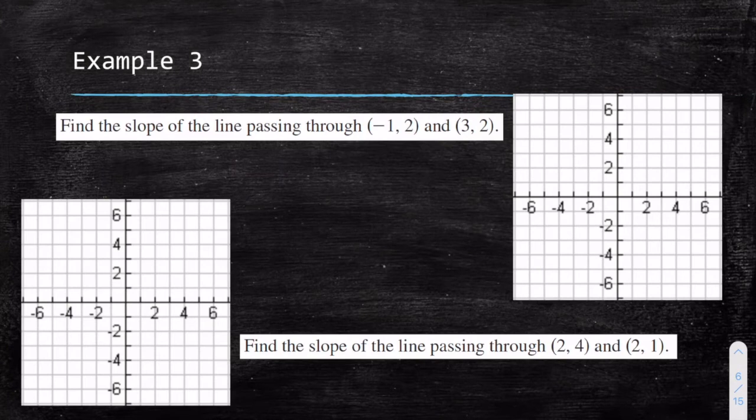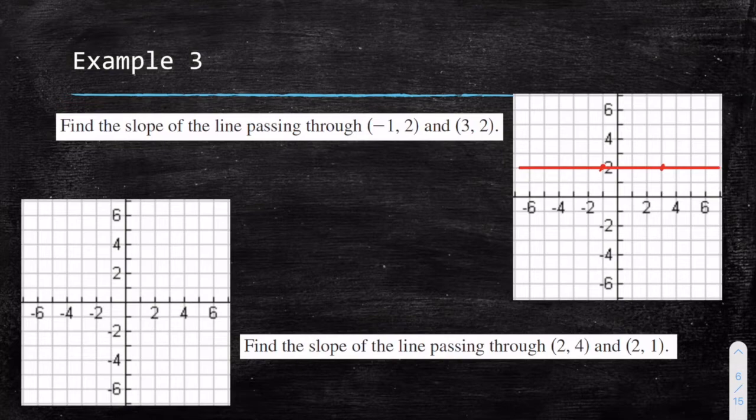Here in example 3, there's a couple of special cases, and this is how it goes. Let's start off by just putting the points in. We have -1, which is to the left 1, and up 2, and that gives us a point right there. And the second point is (3, 2), so we go to the right 3 and up 2, and that gives us a point right there. Now if we draw the line that contains those 2 points, we end up with a horizontal line.